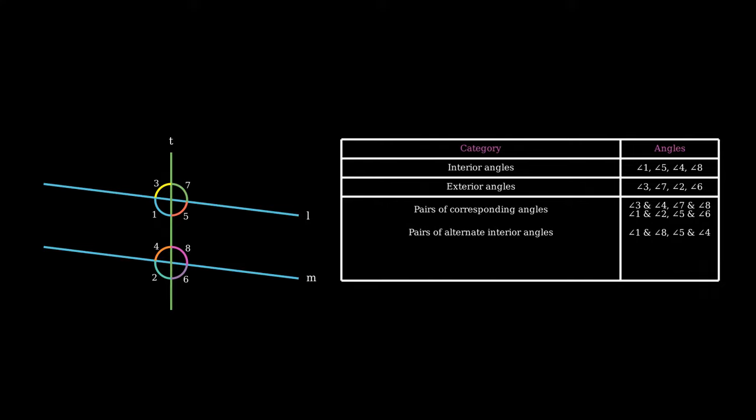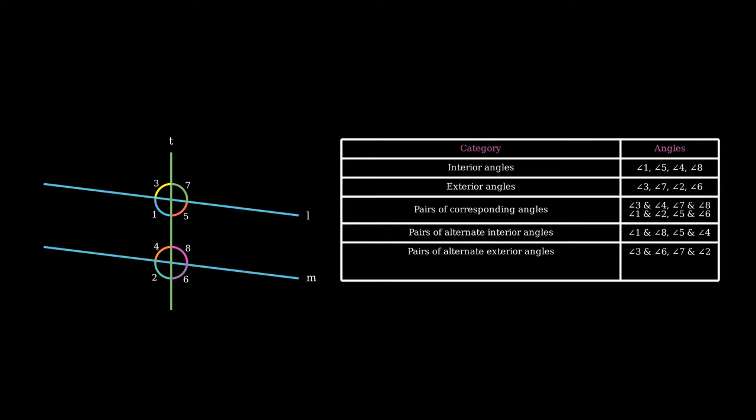Next, we have the pairs of alternate interior angles. Alternate interior angles are on opposite sides of the transversal and between the parallel lines. These include angle 1 and angle 8, as well as angle 5 and angle 4. Then, we have pairs of alternate exterior angles. These angles are on opposite sides of the transversal and outside the parallel lines. For example, angle 3 and angle 6 and angle 7 and angle 2 are alternate exterior angles.